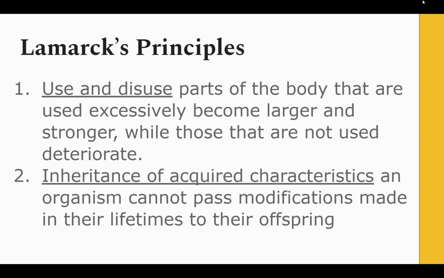The second one is a very big through line. It is very, very important. It is the inheritance of acquired characteristics. He inferred from these fossil records and from looking at everyday organisms that organisms can't pass modifications made in their lifetime to their offspring. So if a particular giraffe worked out very hard and had a very, very muscular neck because they worked really hard, it doesn't mean that their child will have a very, very muscular neck, right?